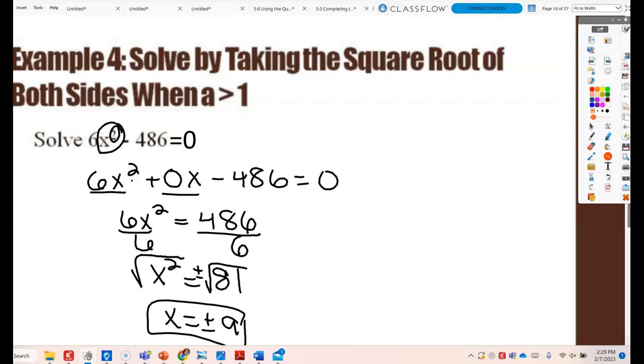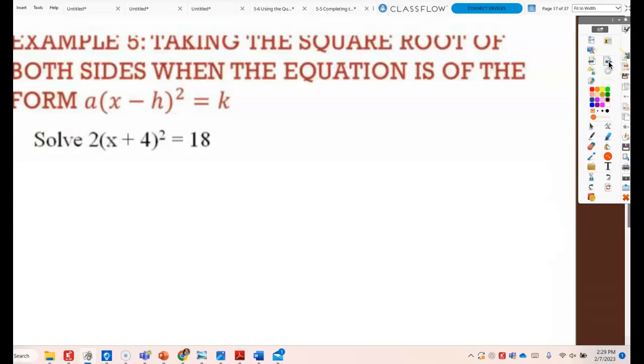Number 4 kind of sets you up to be a trick, because you have an x, but it doesn't show a square. However, you have something squared in the problem. So that one is a square root problem because you have a quantity squared. So once again, we're going to isolate the squared stuff.